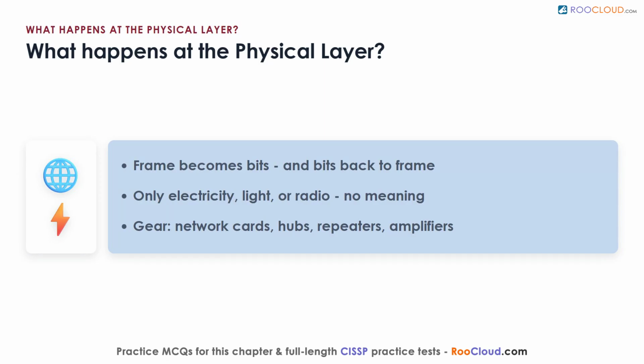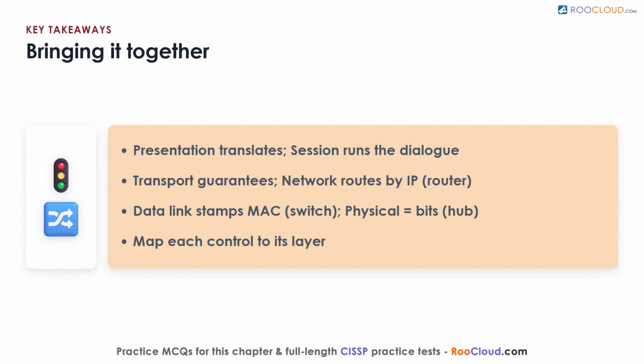So let's bring it together. The presentation layer translates, encrypts, and compresses, though the Internet Protocol suite scatters those duties. The session layer runs the dialogue in simplex, half duplex, or full duplex, and likewise has no separate existence there. The transport layer guarantees the connection with sequencing and error control. The network layer routes by logical IP address, ruled by the router. The data link layer stamps hardware MAC addresses on frames, home to the switch. And the physical layer turns frames into raw bits, home to cards, hubs, and repeaters. Map any control to its layer, and you always know what it can protect.